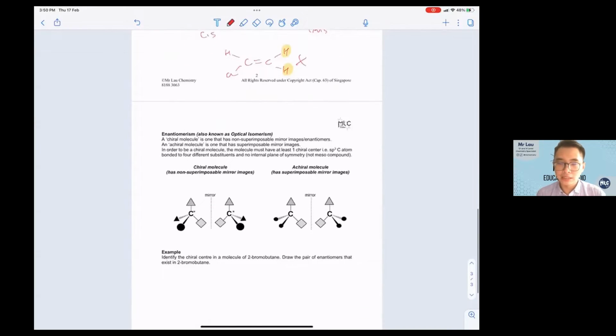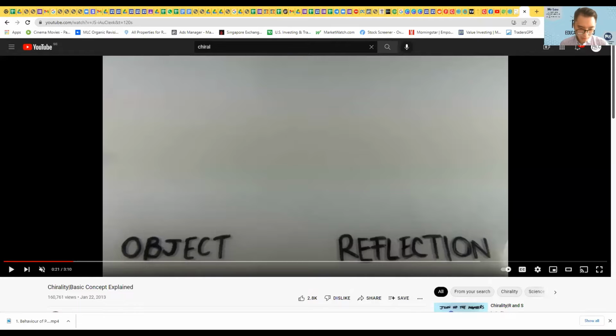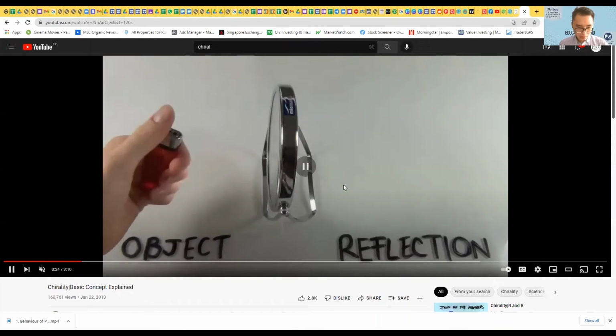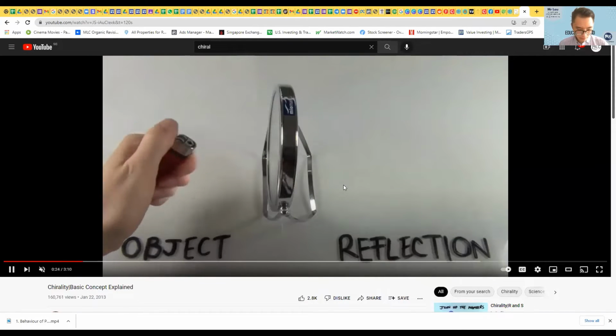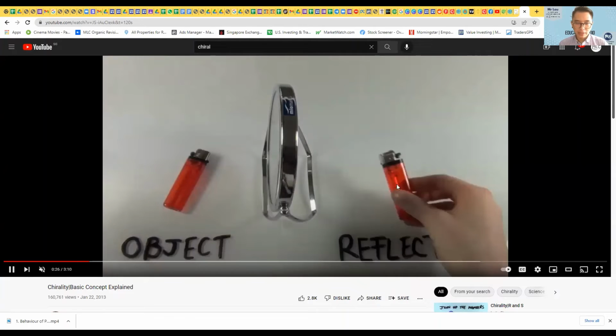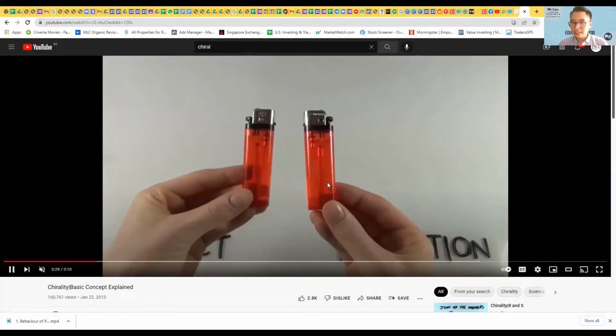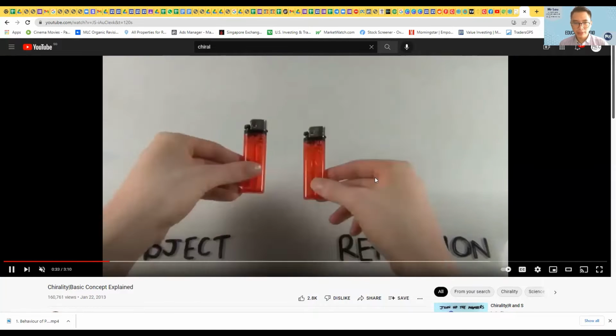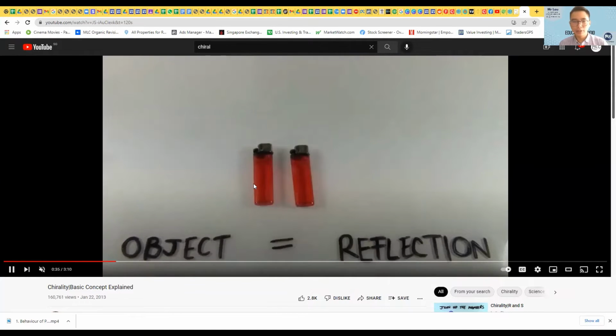Enantiomerism occurs whenever there's a chiral center. So let me just show you what a chiral center means. Okay, so if you watch this very quick video, if you have an object and you have the reflection, if they are identical, they are not chiral. So in this example, these two objects are identical, so this is not a chiral object.